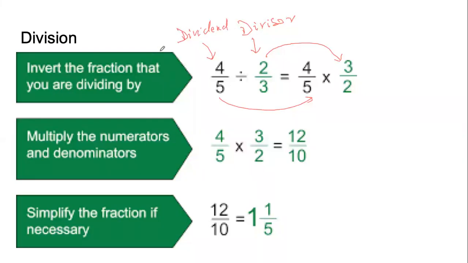जिसको डिवाइड कर रहे हैं, that's called a dividend. जिससे डिवाइड कर रहे हैं, that's called a divisor. So dividend remains as it is. Divisor, we take the reciprocal and, instead of dividing, we multiply. We know how to multiply. 4 into 3 is 12. 5 into 2 is 10. Done. Why 12/10 is written as 1 and 1/5? We will study it in another session.